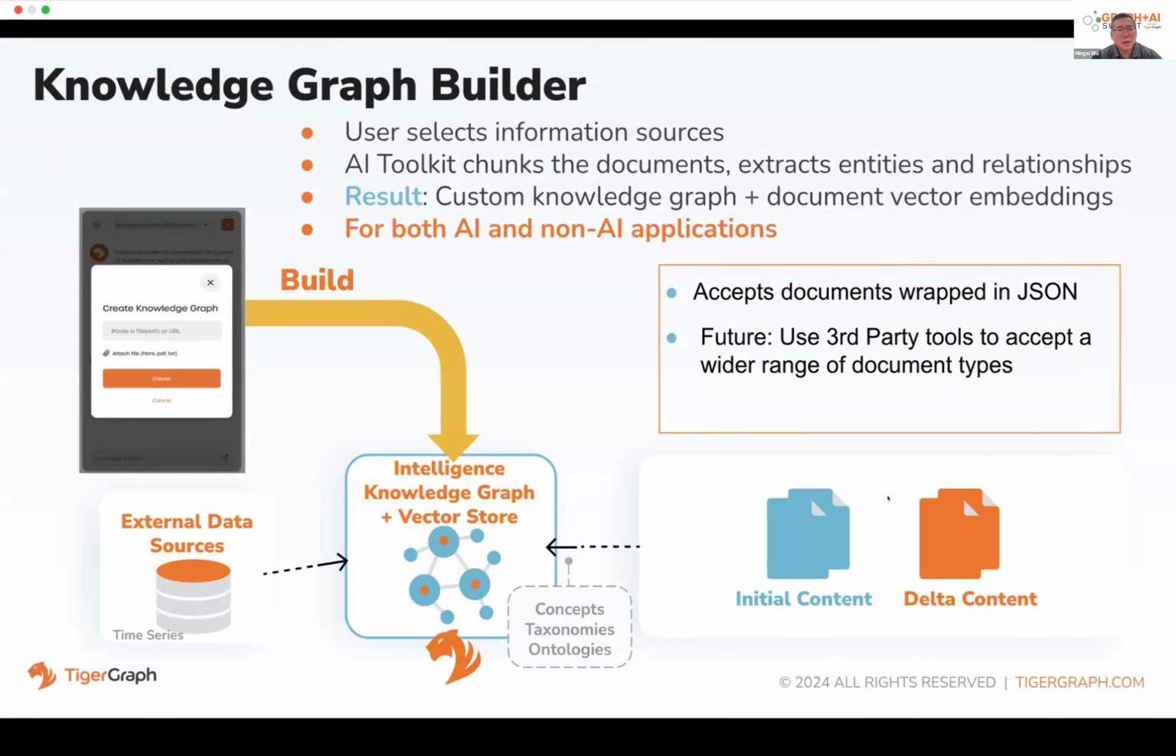Here is a diagram of how you use TigerGraph as a knowledge graph builder. Basically, you have your information from outside, which you ingest into TigerGraph to build your intelligent knowledge graph. This intelligent knowledge graph can incorporate your documents, your delta documents, and also the taxonomy of your domain knowledge. You can also pile in other operational data like time series. Everything can be heterogeneously integrated into a knowledge graph.